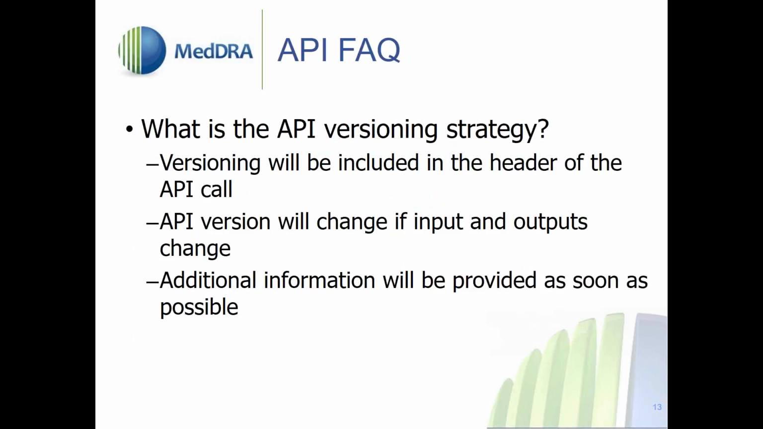So we do have, or will have, an API versioning strategy. The way that's going to work is that the versioning will be included in the header of the API call. What this means is that if we're going to be changing the inputs and outputs, then we will create a new version of that API so that users can continue to use the old one, and then they can graduate to the new one as they see fit. Now, this versioning strategy is not in place yet. It is not in the documentation that we provided, but as soon as we have that in place, we'll be updating the documentation and providing that information as soon as possible.